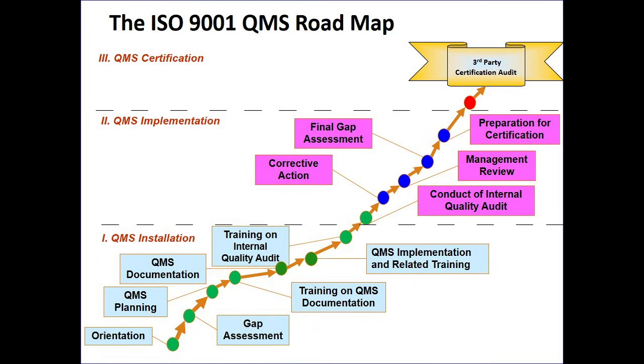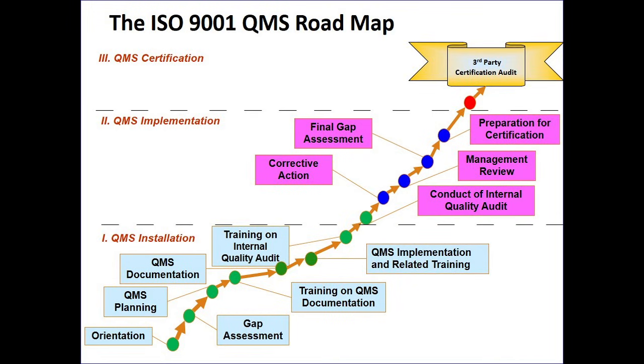Now, that moves us to the next stage, which is the QMS implementation. The team that has been trained on internal quality audit is going to conduct an internal quality audit, and it is from this audit that we are going to have two results. Either the organization will be conforming, or they are going to raise a number of non-conformities. It is from these non-conformities that corrective action is going to be developed, so that they are able to close the non-conformities which have arisen.